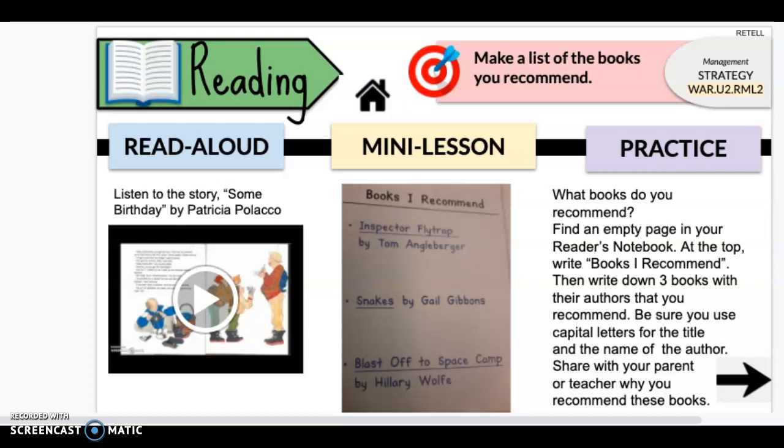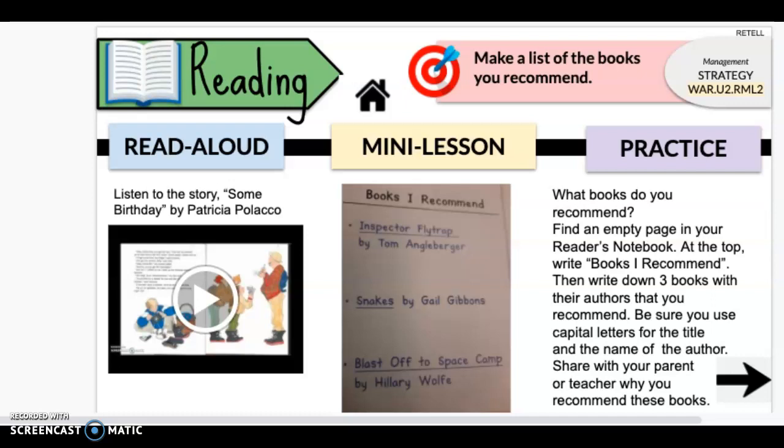What does the word recommend mean? If I recommend a book to you, it means that I think you would really like this book and I think you should try reading it. This is a list of books that I recommend. I really like all these books and I think you would like them too.